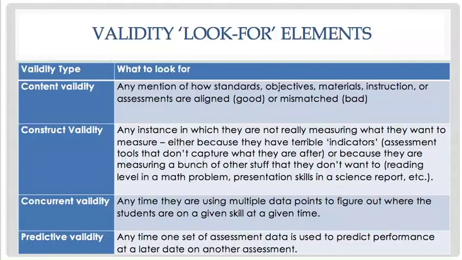So I want you to keep that in mind as we talk about these different ideas. In terms of concurrent validity, things to look for: anytime you're using multiple data points to figure out where students are at a given time. Predictive validity is any situation where one source of data is used to predict performance on another set of data.